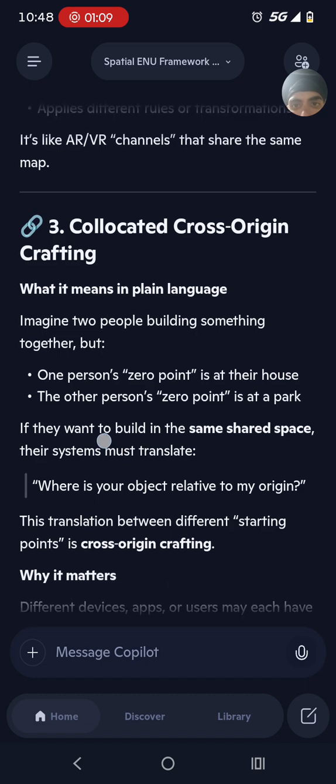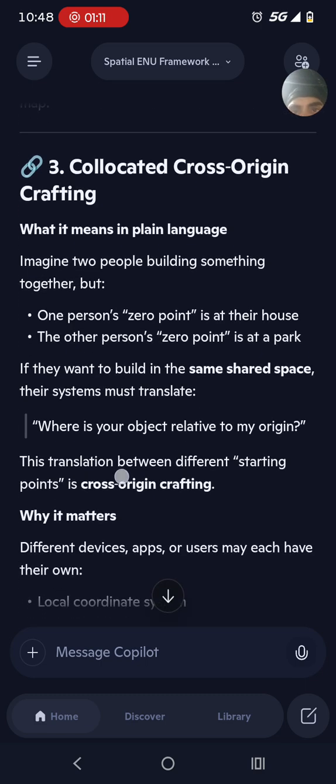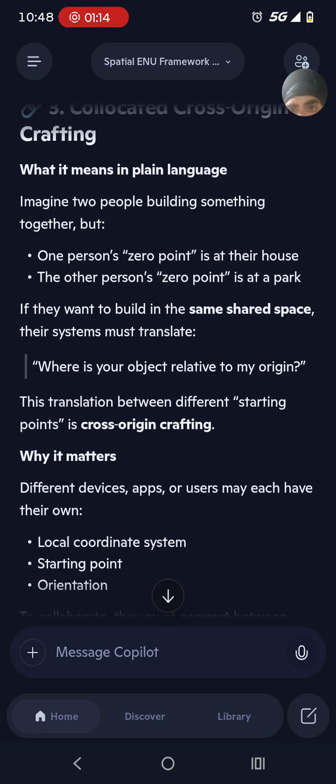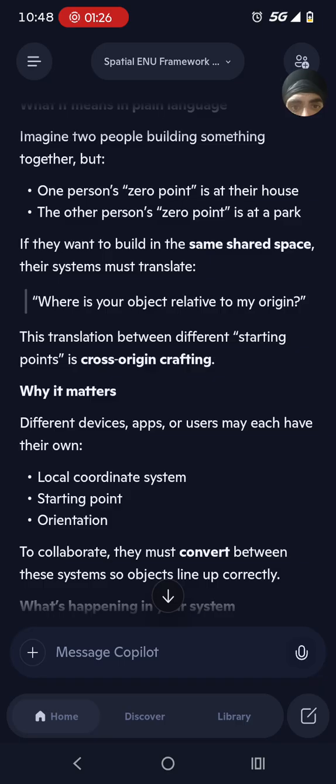Co-located cross-origin crafting. What it means in plain language: imagine two people building something together, but one person's zero point is at their house, the other person's zero point is at a park. If they want to build in the same shared space, their systems must translate. Where is your object relative to my origin? This translation between different starting points is cross-origin crafting.